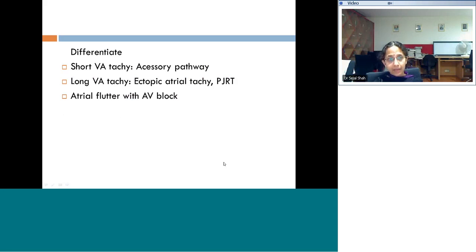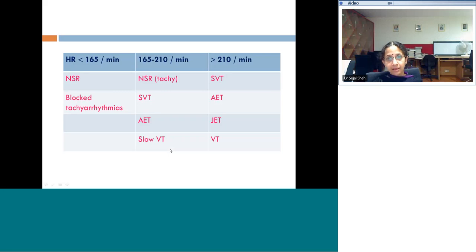So the next step is, we need to differentiate grossly whether it is a flutter, an SVT, or a VTAC. So how do we differentiate this? Based on the PR interval, which we discussed before, and you can have a short RP. Here we use the word VA, where an accessory pathway is more common. If it's a long RP tachycardia, ectopic atrial arrhythmia is more common, or you can have AV blocks where flutter is more common. So this is how we would differentiate amongst the three common tachyarrhythmias.